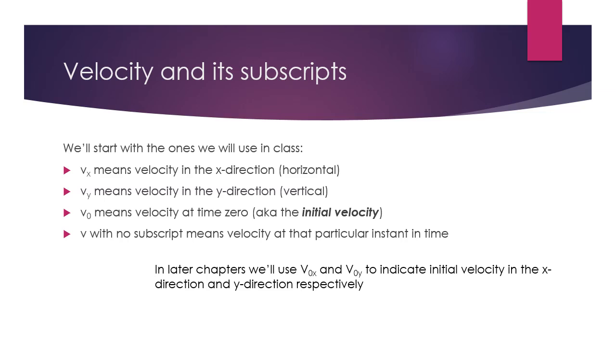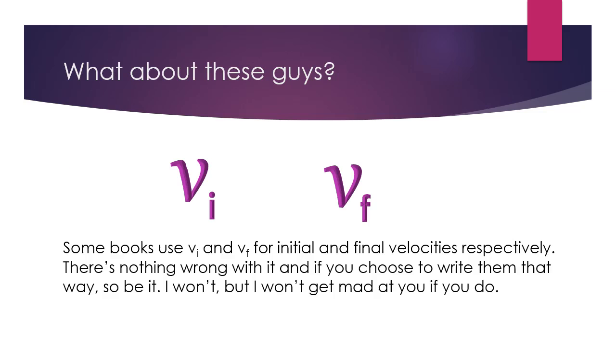In later chapters, we're going to use v naught x and v naught y to indicate the initial velocity in the x direction and the y direction, respectively. Now what about these guys, v sub i and v sub f? Some books actually use v sub i and v sub f for initial and final velocities, respectively, and there's nothing wrong with it. And if you choose to write them that way, I won't care, so be it if that's how you like to do it.